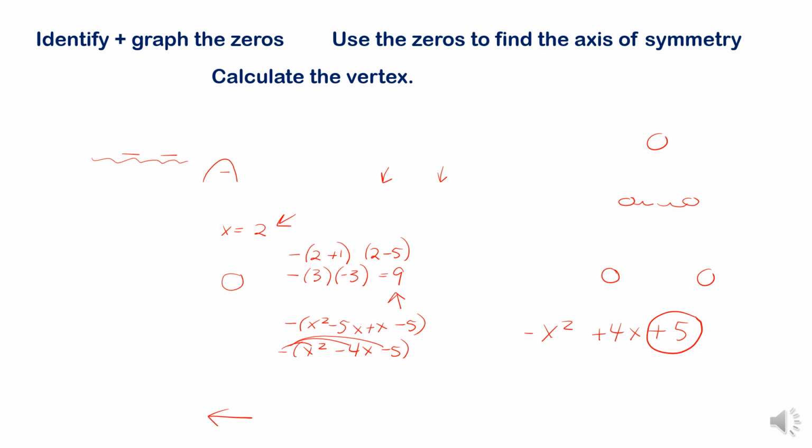And I can draw a nice smooth graph. The domain of this one is all real numbers, and the range I determined from my vertex. It's a sad face, so it has a maximum. So y is less than or equal to 9, because the y values are all below 9.